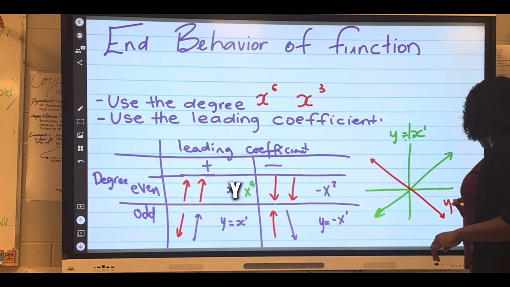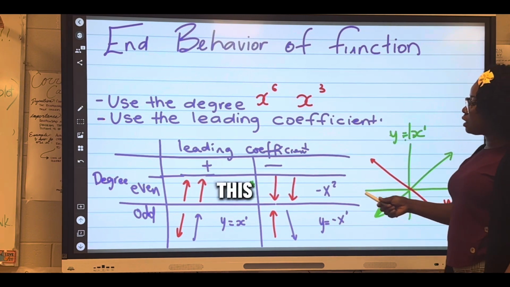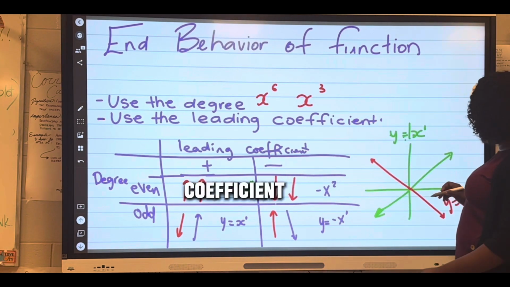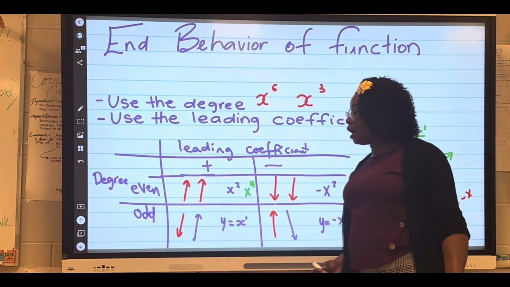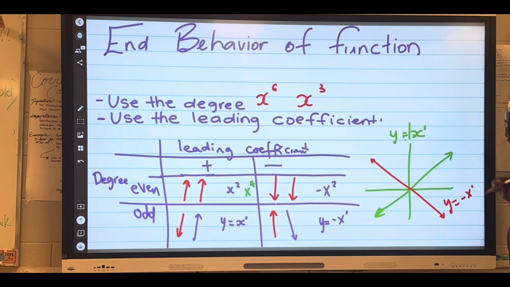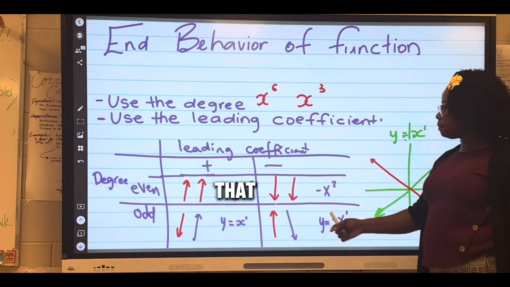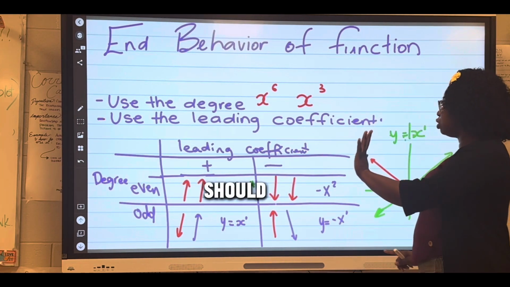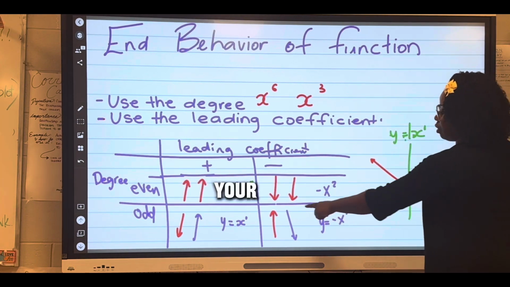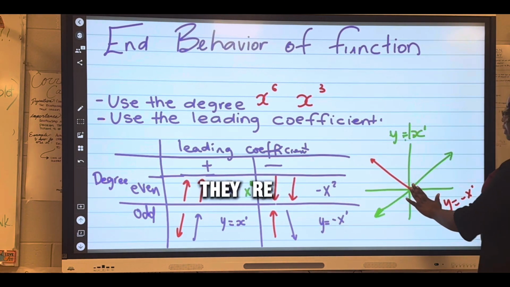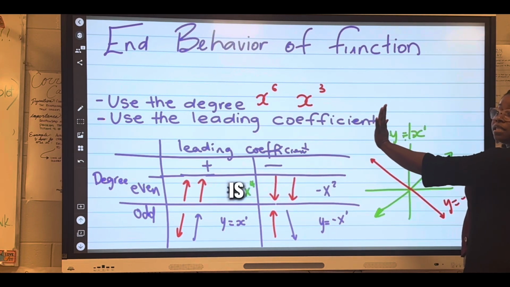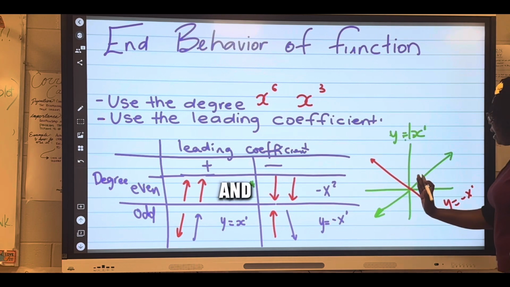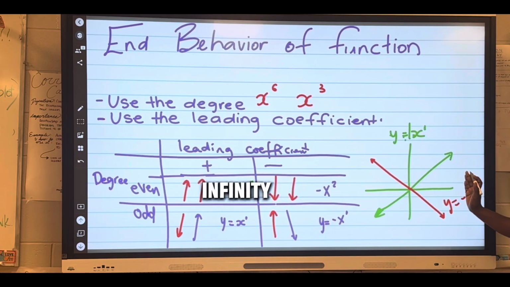If you see y equal negative x, the leading coefficient is negative, so negative 1, and the degree is odd, like the exponent you see here. They're saying that your left side should be trending upwards and your right side should be trending downwards. So as x approaches negative infinity, your function is increasing in the positive region, and as x approaches positive infinity, the function is trending down in the negative region.